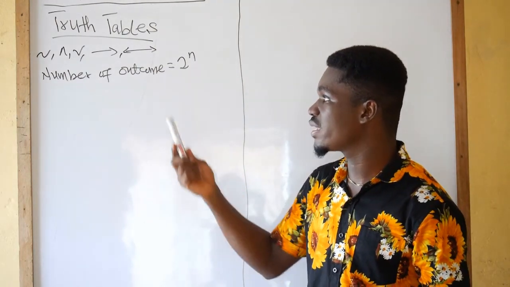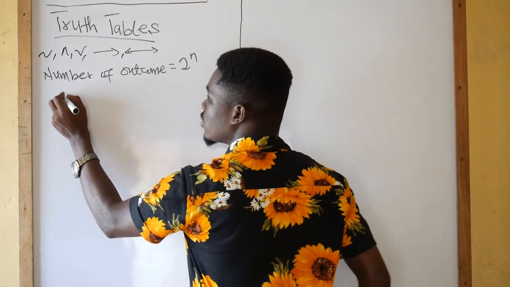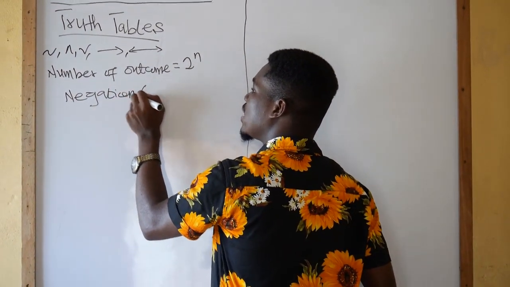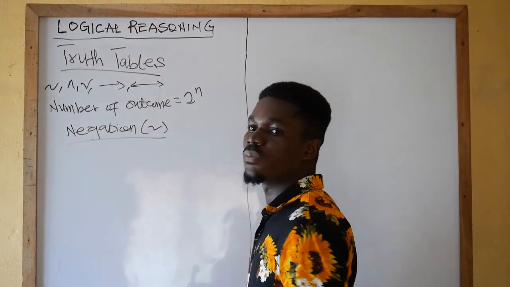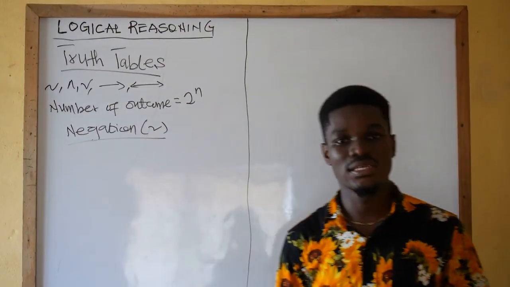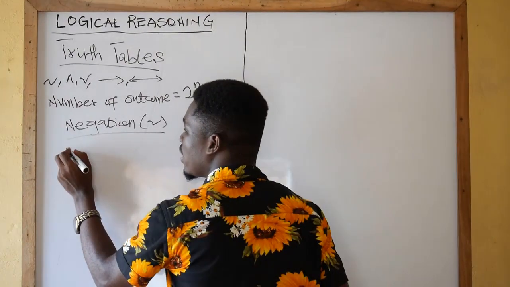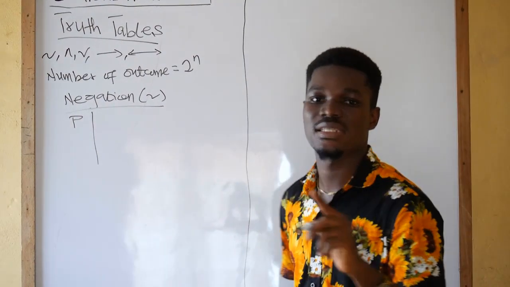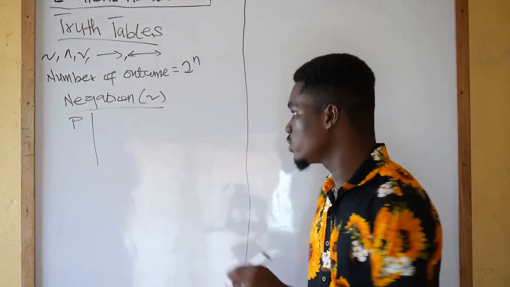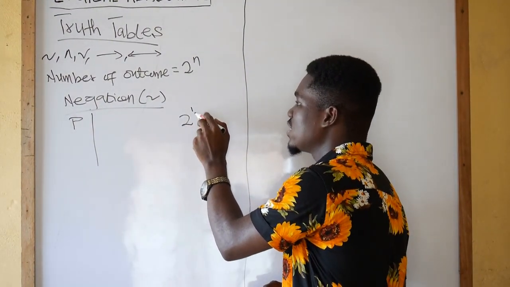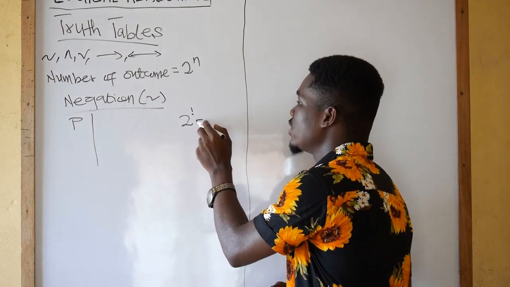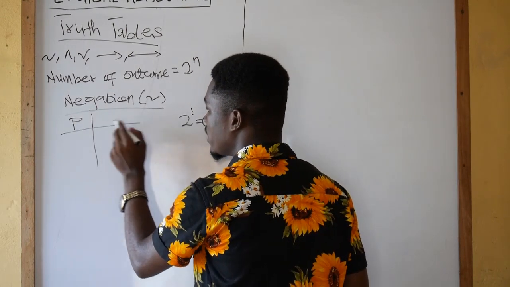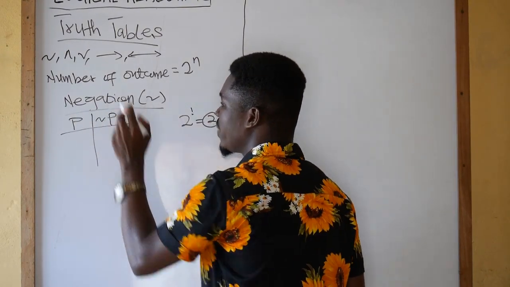So let's begin with the negation. That is the not operator. This not operator can only be operated on a simple statement. So when we have a simple statement P, this means that the number of outcomes is going to be 2 exponent 1, since we have just one statement. So the number of outcomes is 2. Okay, so the not operator, that is not P, is given by this.